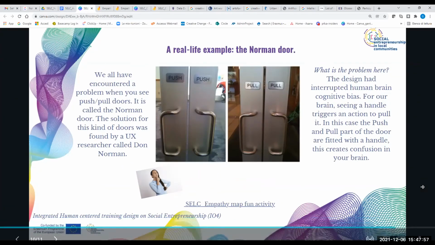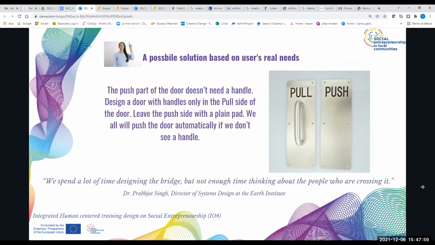Okay, so yes, as simple as that. A possible solution based on users' real needs is to remove the handle on the push side, because our brain won't see the handle, won't be triggered to pull it, but we will push it, and we will pull the right side of the door.